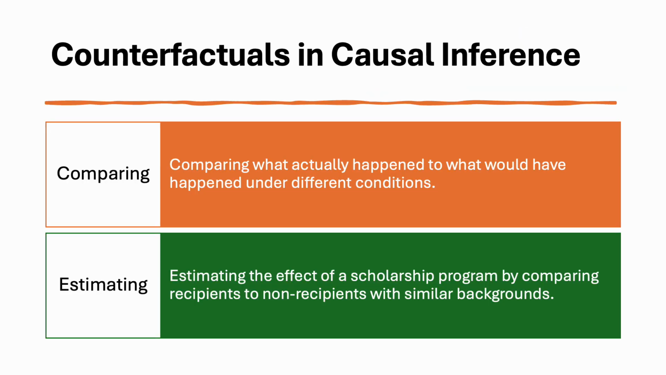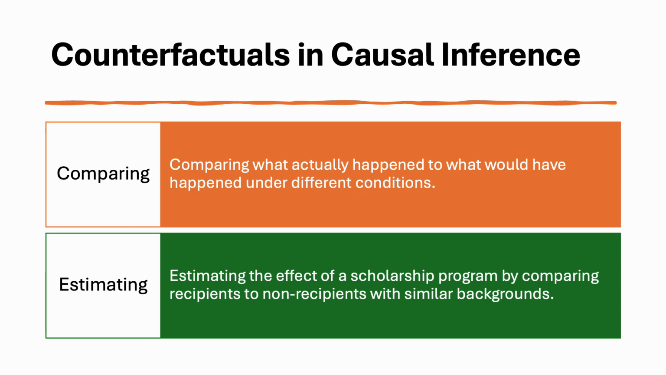Counterfactuals allow us to ask what if questions by comparing what actually happened to what could have happened under different conditions. For example, to estimate the effect of a scholarship program, we compare the outcomes of students who received the scholarships to those who didn't but were otherwise similar. This helps us understand the true impact of the scholarship.